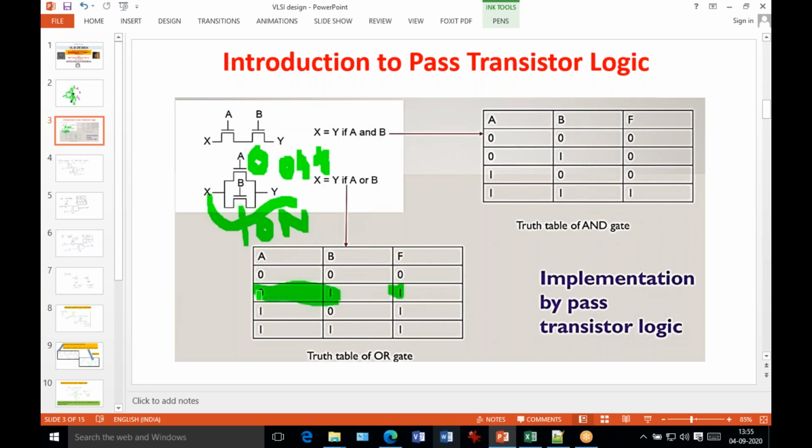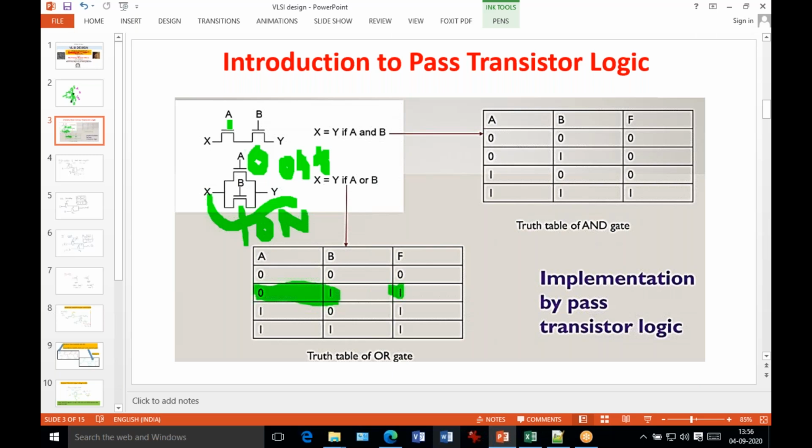So again, in this output is 1. Because here the very beautiful feature is both transistors are in parallel. If any one transistor is on, then you get the logic. Your input is connected to output. But in the previous circuit, it is not possible. If both transistors are on, then you get the logic 1. But here, if any one transistor is on, you get the logic 1.